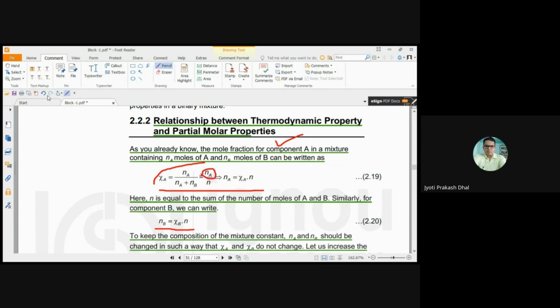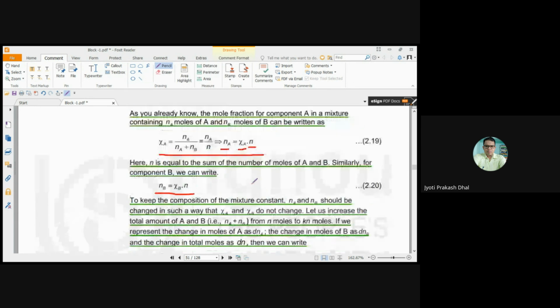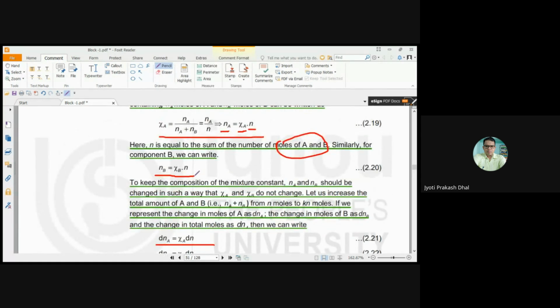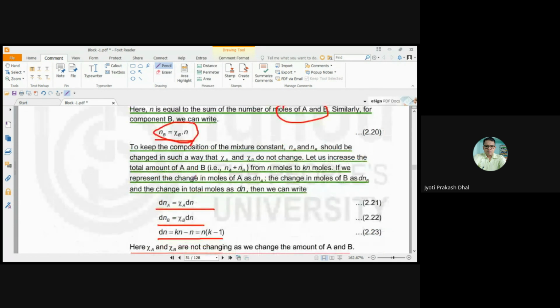N means the total number of moles, that is also equal to Na plus Nb, and implies that Na equals mole fraction of A times total number of moles. Here N equals the summation of the number of moles, that is the total number of moles, and similarly we can write Nb equals mole fraction of B times total number of moles.